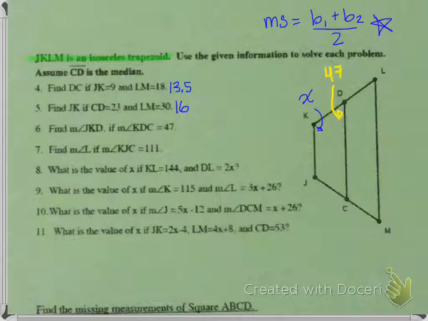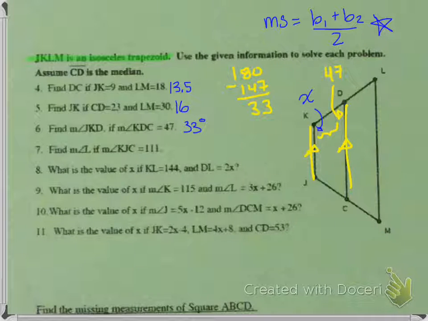Now, since we know in a trapezoid with a mid-segment that these two lines are parallel to each other, they're never going to touch, that makes these two angles here that are inside the parallel lines on the same side supplementary. So I know all I have to do to find x is subtract 147 from 180, and that would give me 33. So I get that the measure of angle JKD is 33 degrees. Alright, let's move on to the next problem.